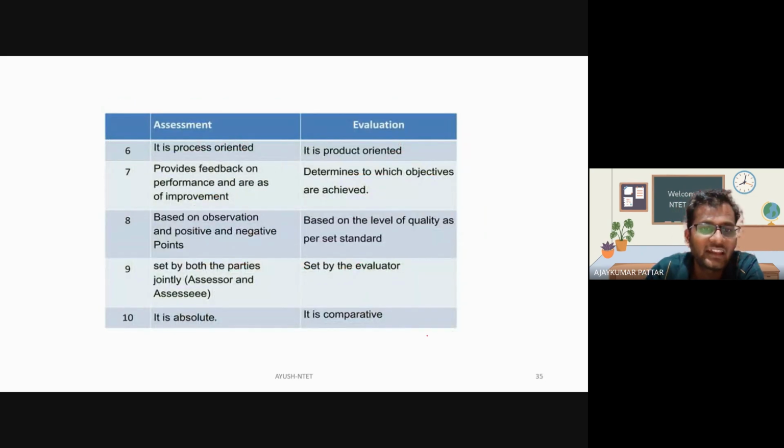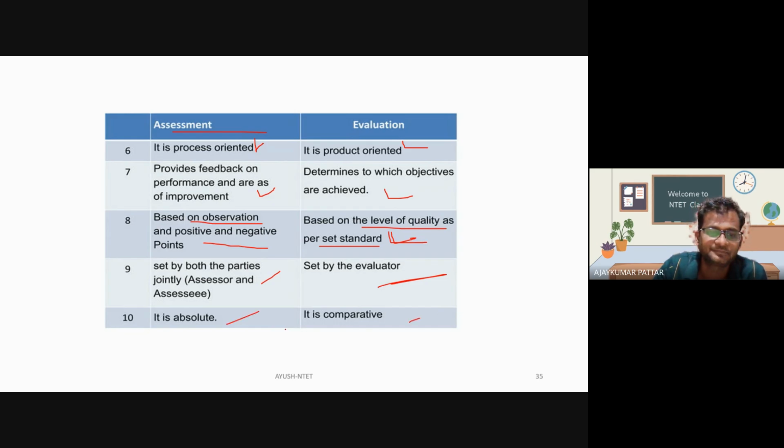Don't worry. Then assessment is process oriented. Then again, evaluation is product oriented. Assessment provides feedback for improvement. Evaluation tells whether all the objectives are achieved or not. Based on the observation, positive and negative दोनों points का observe. Based on that observation, we will do the assessment, but based on the level of quality as set per standard, whether they passed or failed, that is the evaluation. Assessment is set by both parties, assessor and assessee. Here the evaluator only tells the result. Assessment is absolute, evaluation is comparative.